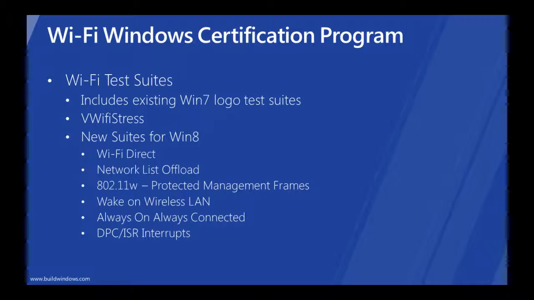And then we have Wake on Wireless LAN. We have enriched the test kit a lot for Wake on Wireless LAN testing. We have included new scenarios and new test cases for that. Moving on to the next is Always On, Always Connected. This is a new scenario supported in Windows 8, so you can test your devices for AOAC through the Windows certification program. And the last one is DPC ISR interrupts. This is targeted towards saving CPU cycles and saving power.